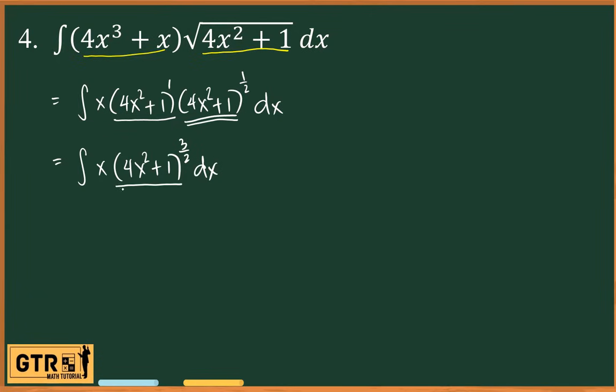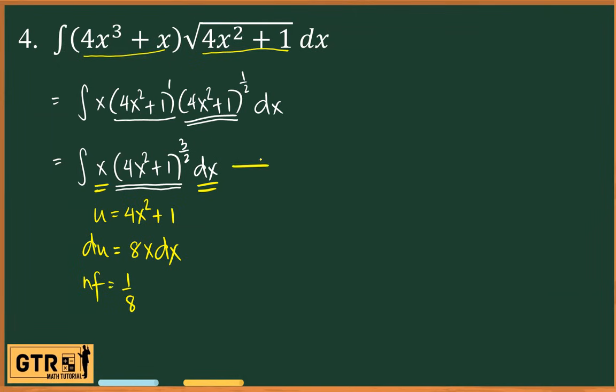Always let u be the base, the expression that has the exponent. So this is the base, 4x squared plus 1, and this is our n. If we let u equal 4x squared plus 1, our differential du is 8x dx. So we have an expression of x dx, therefore we have a neutralizing factor of the inverse of 8. So that is 1/8.